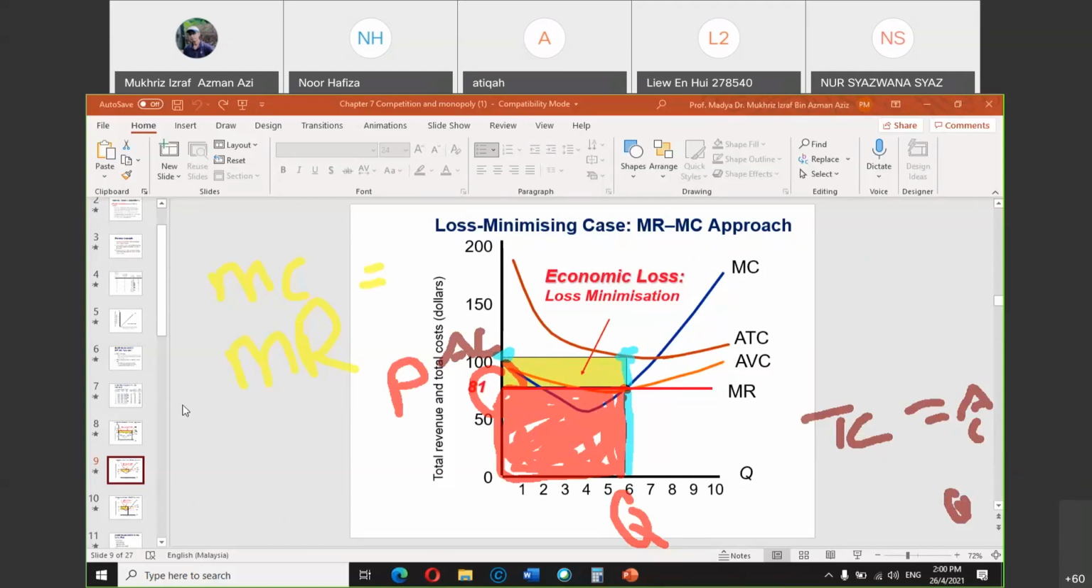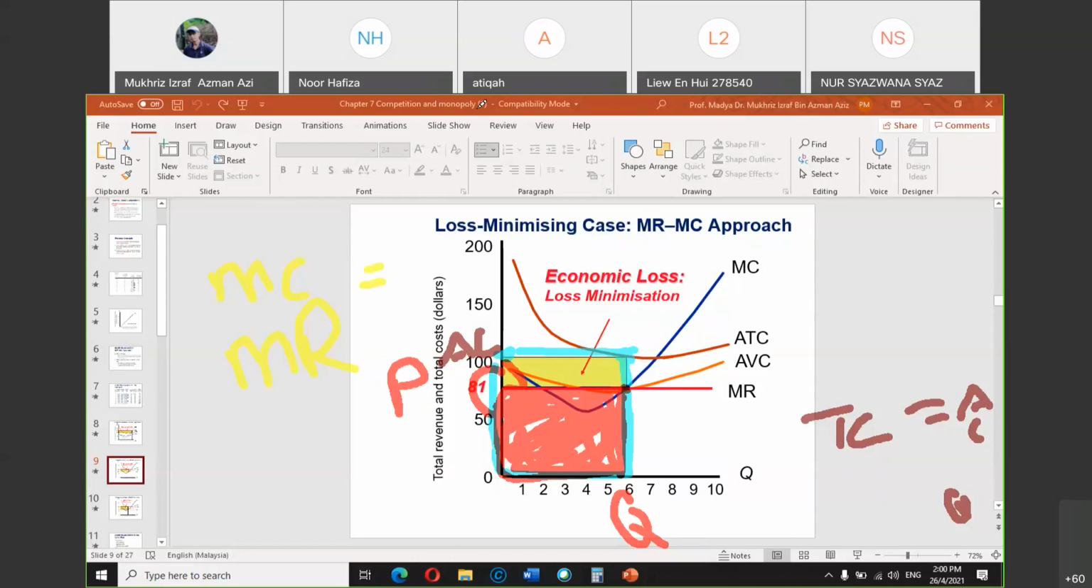So now you have this. If I were to draw this, the red will be the total revenue and the blue will be the total cost. So TC is more than total revenue. That gives you the remaining yellow area as the loss area.